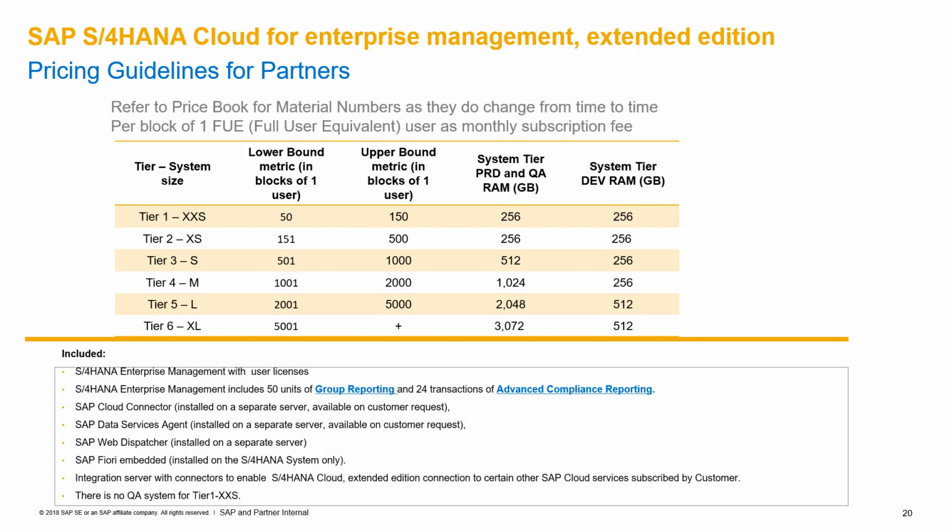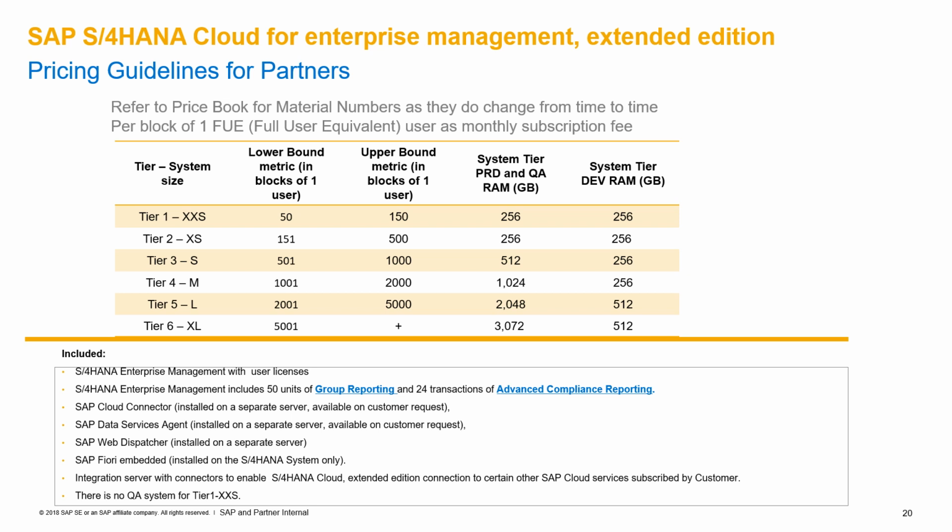First, you have the enterprise management user licenses. You get your support as well. Next, enterprise management also includes 50 units of group reporting and 24 transactions of advanced compliance reporting. You get the SAP Cloud connector, which is installed on a separate server, and it's available on customer request. So please be sure to request this if this is needed.